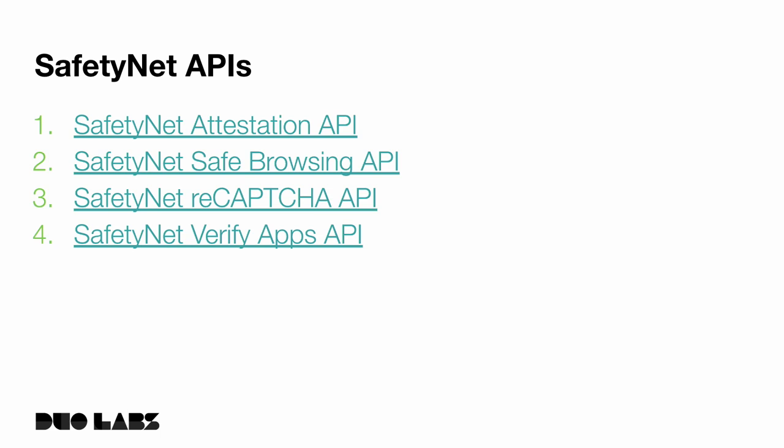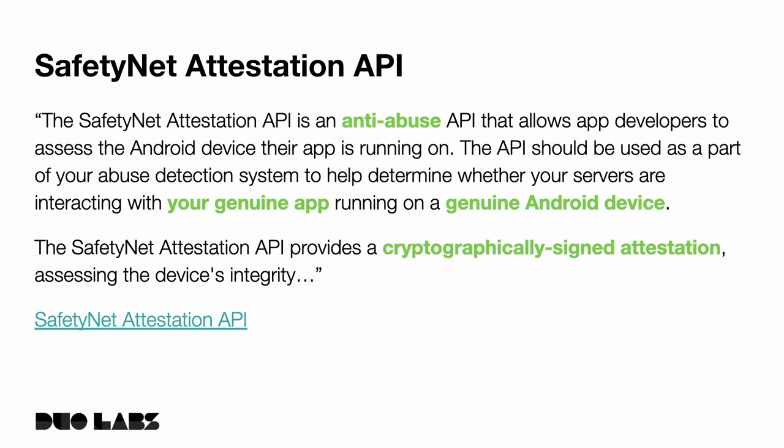There are four distinct SafetyNet APIs. There's the so-called SafetyNet Attestation API, the Safe Browsing API, the reCAPTCHA API, and then the Verify Apps API. Unless otherwise noted, though, we'll just be talking about the SafetyNet Attestation API in this talk. So again, from Google's documentation, they describe SafetyNet as an anti-abuse API that allows developers to assess the Android device that their app is running on. And this can be used as part of a larger anti-abuse system to determine whether servers are interacting with a genuine app on genuine Android devices. And the way that it achieves this is by providing a cryptographically signed attestation that can be cryptographically verified.